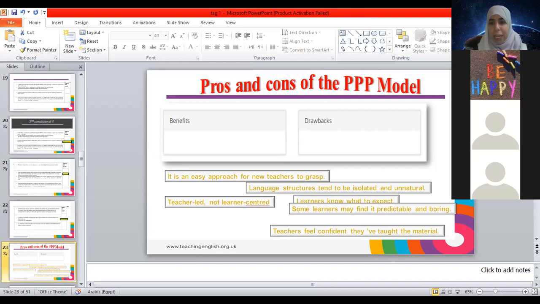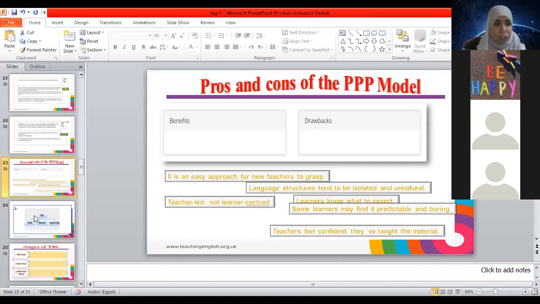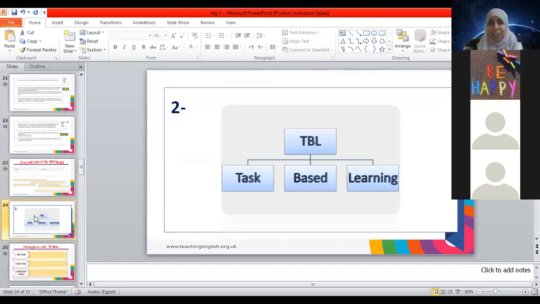Okay, so let's move to another model. Remember, the first model is PPP. So let's move to another model, which is TBL, task-based learning. Before starting with task-based learning, I'd like to ask you, what is the meaning of the word task?